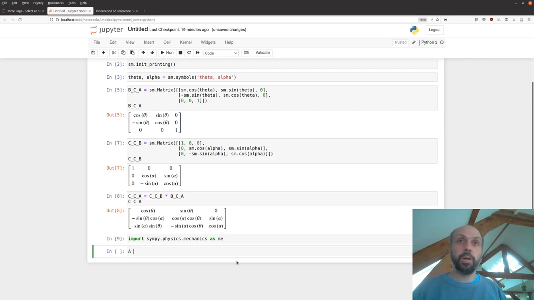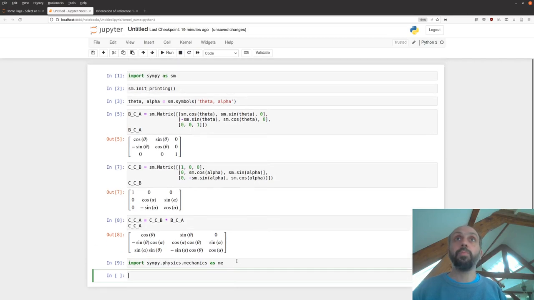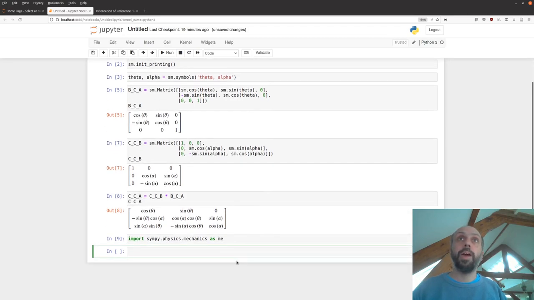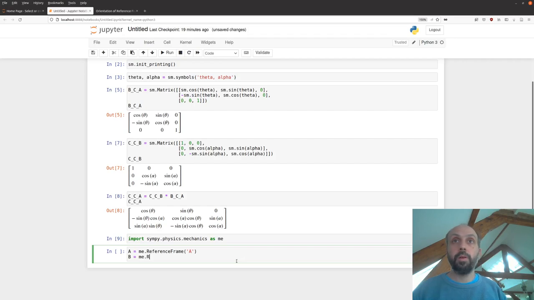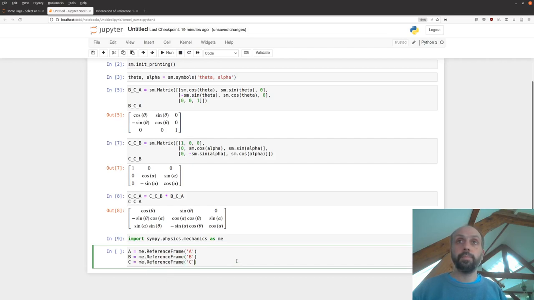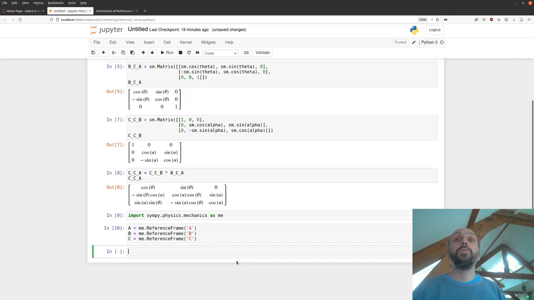So the way this works is we create reference frames. I'm going to do the prior example above. We got A, B, and C. So I'm going to create these three reference frames like so. We name them A, B, and C. Right? So I have three reference frames, and now I want to set up the orientations among those reference frames.